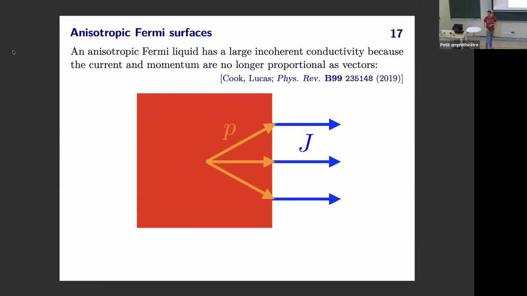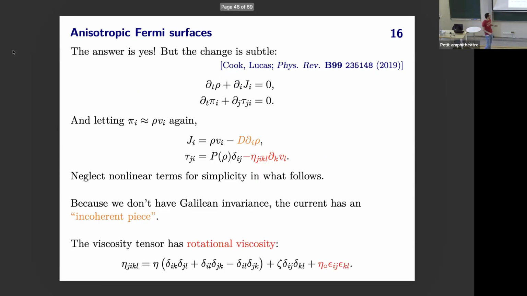Yes? What do you mean, incoherent conductivity? So, okay, good. This is some jargon introduced by Sean Hartnoll. I'm not going to justify the word incoherent because I don't know what was in his mind, but what it means is the following.